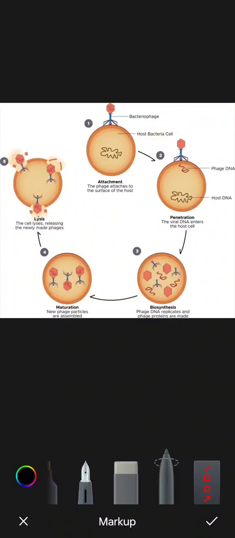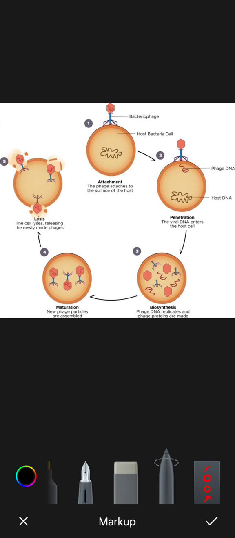So today we are discussing a new topic of chapter number 5 of botany, which is viruses, and our today's topic is the Lytic cycle of bacteriophages. We know that bacteriophage structure is composed of three main parts: capsid, which means head, tail, and the tail fibers.